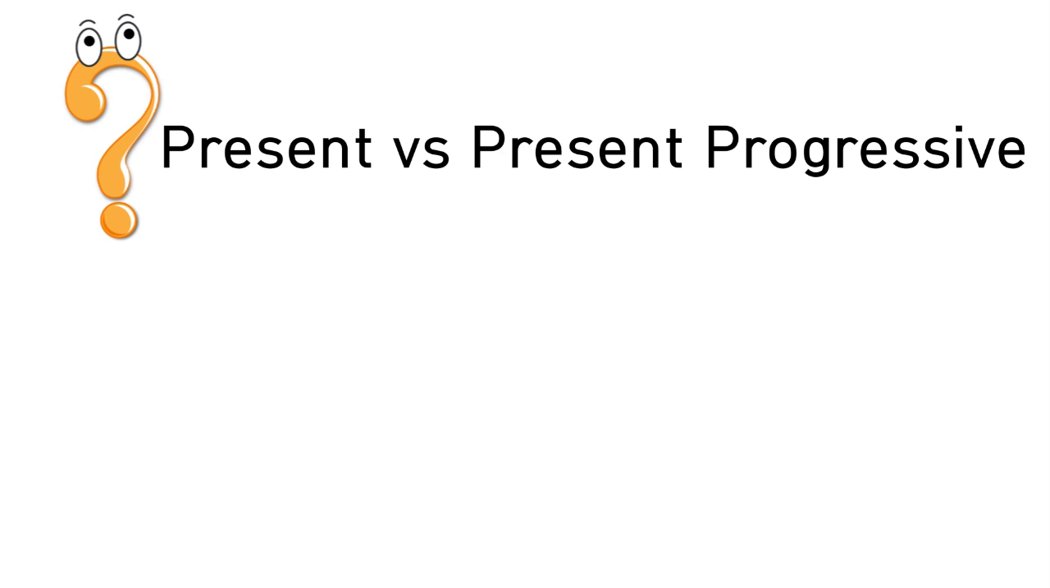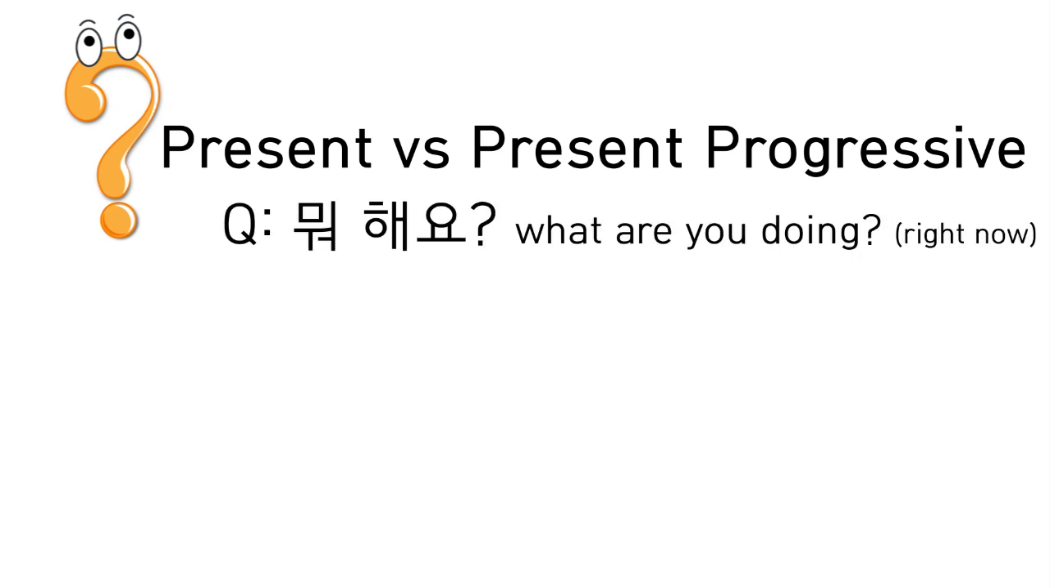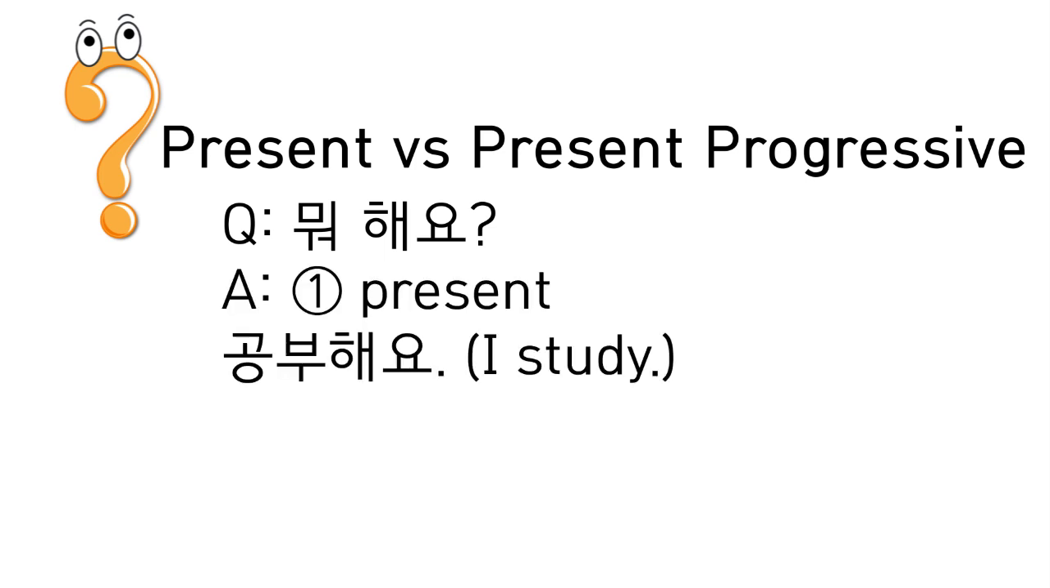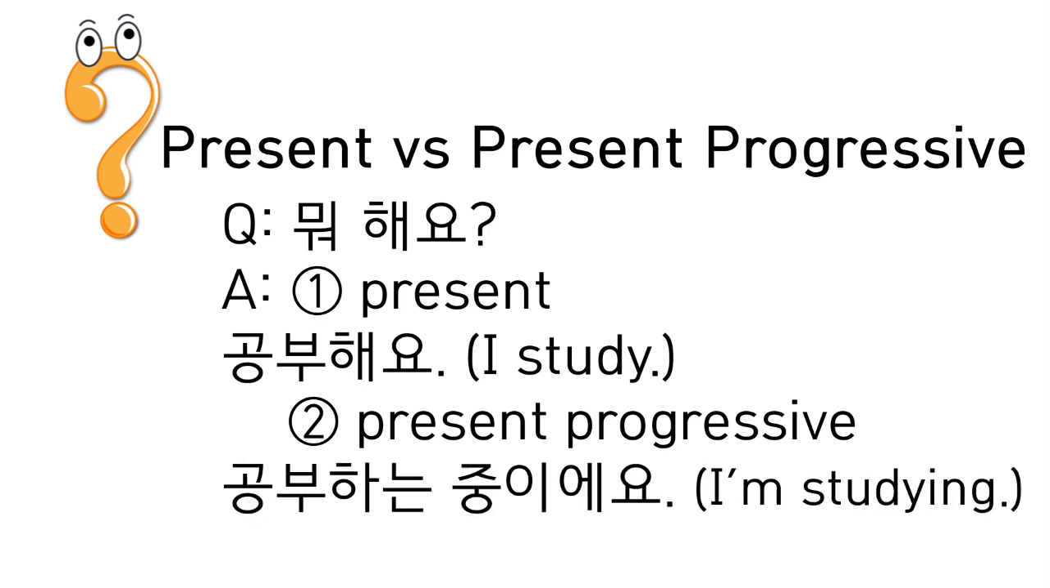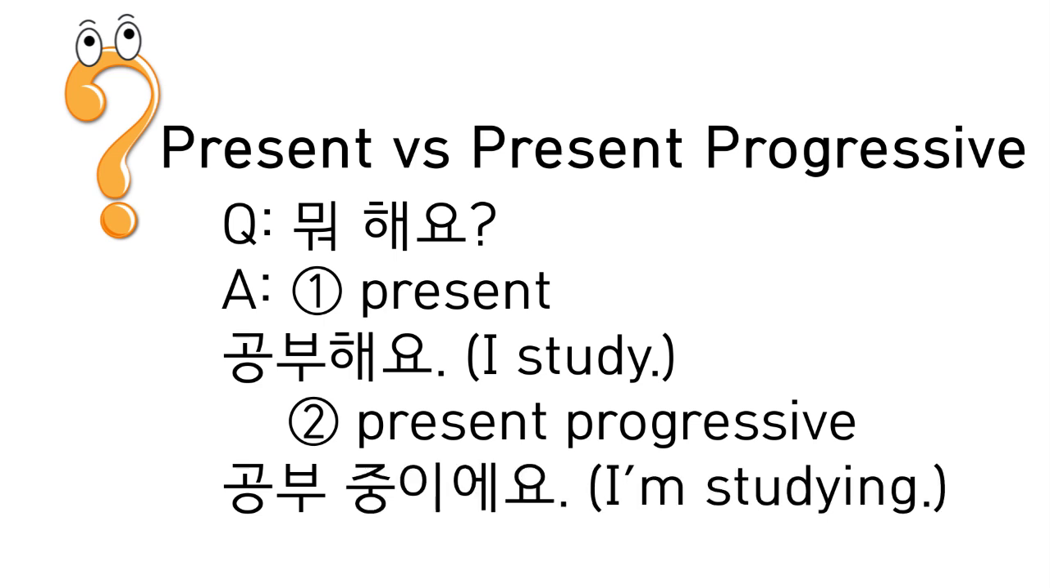Okay guys, so one last thing before we finish the lesson. So some of you guys might be wondering, what is the difference between present verb and present progressive verb in usage? When do you use each one? And unlike in English, they're usually interchangeably used in Korean. So when someone asks, 뭐 해요? You can answer either in present form, 공부해요. Or you can also answer in present progressive. 공부하고 있어요. 공부하는 중이에요. 공부 중이에요. So either way, it's fine.